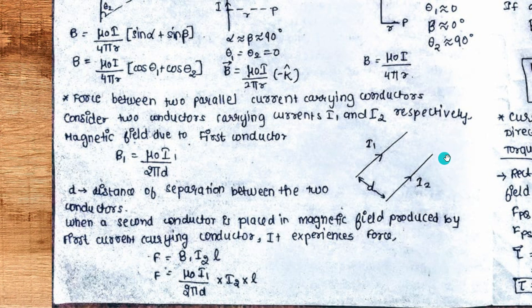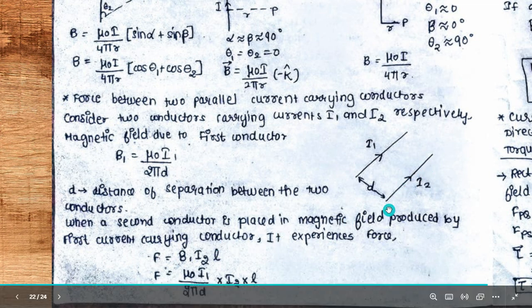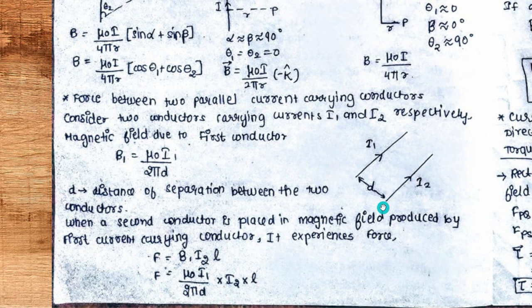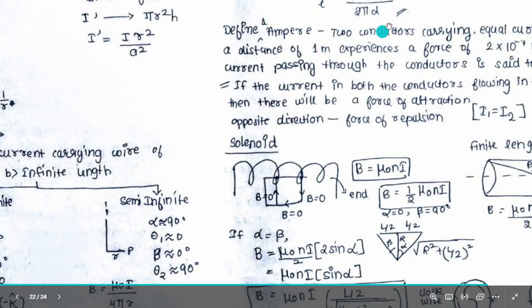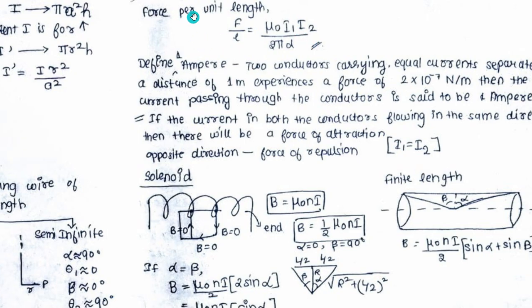Now, when the second conductor is placed in the magnetic field produced by the first conductor, it experiences a force of B1 times the current I2 times L. So F is equal to B1, substituting the value of B1, mu naught I1 by 2 pi d into I2 into L. So finally we get our force per unit length, F by L, is equal to mu naught I1 I2 by 2 pi d. Or if they ask to find the force, then it is mu naught I1 I2 by 2 pi d into L, taking L to that side.